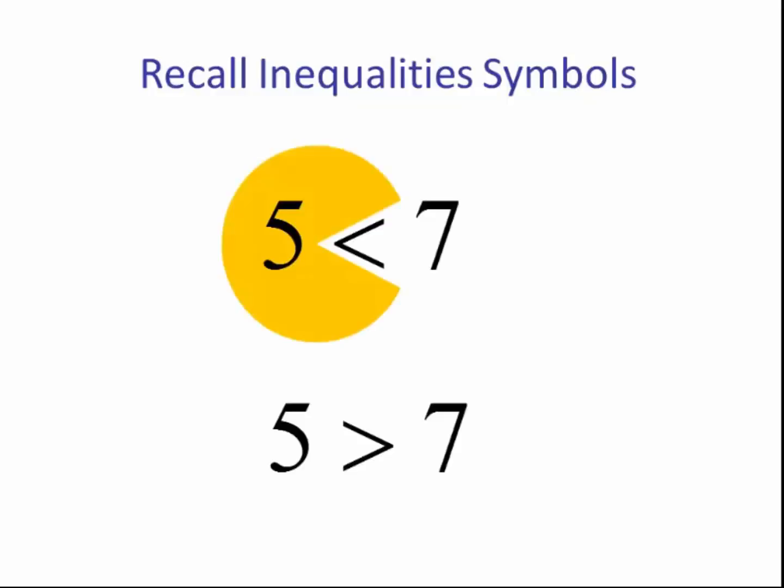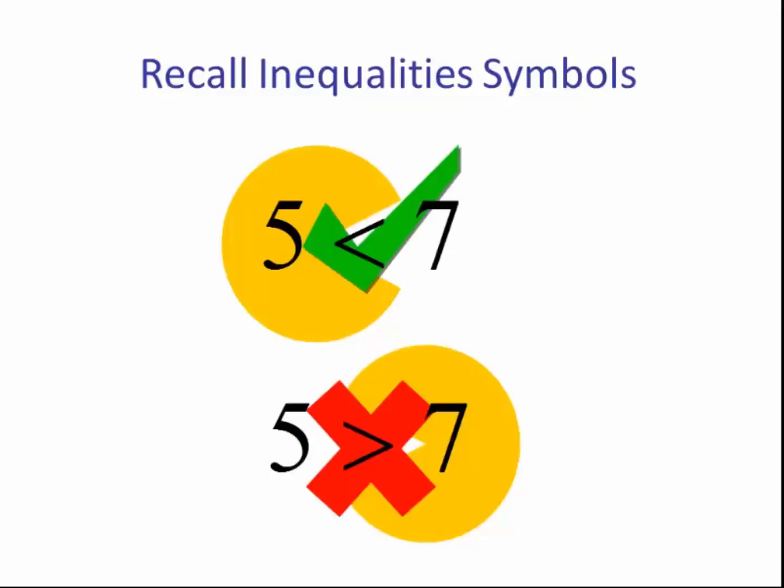The Pac-Man is eating the 7. And for the bottom one, the Pac-Man is eating the 5. Since 7 is larger than 5, this one is the true statement, this one is the false statement, because the Pac-Man will always eat the biggest number. So this one is false, this one is true.